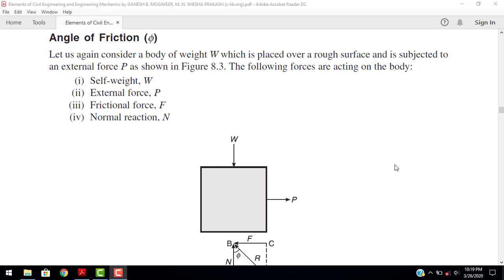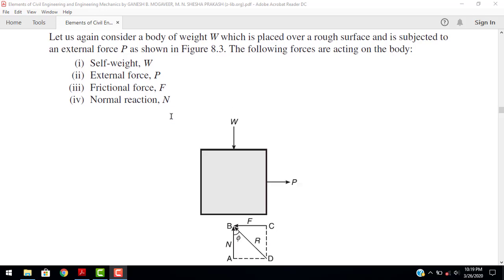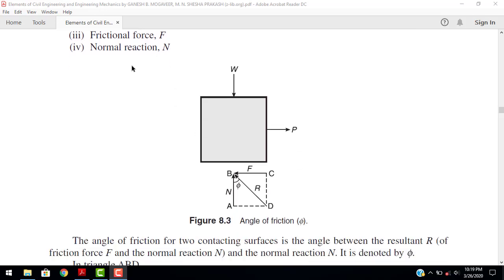Hello everyone. In this video, we will be studying about the angle of friction, the angle of repose, and the cone of friction. Firstly, the angle of friction. The angle of friction is represented by the symbol phi. So this I would like to explain with an example.